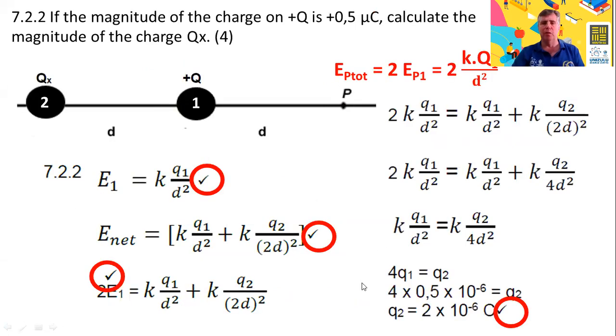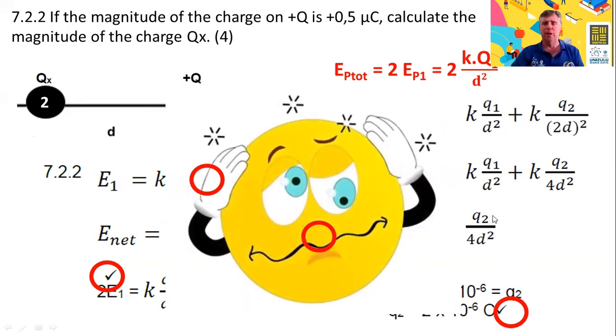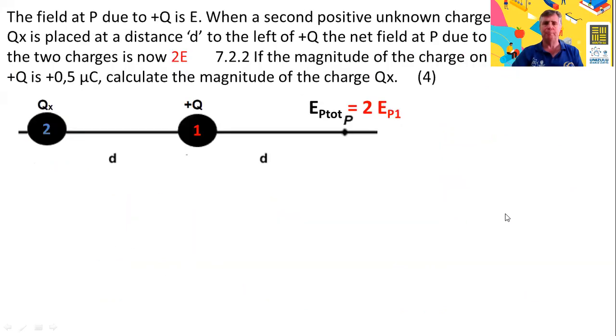Now, here is the answer from the memo for the exam. And you can see there's a whole lot of writing, and there's only 4 marks for this. And honestly, this is too much writing for 4 marks. And this particular solution actually gave me a headache. So let me propose a simpler solution than the one in the memo.